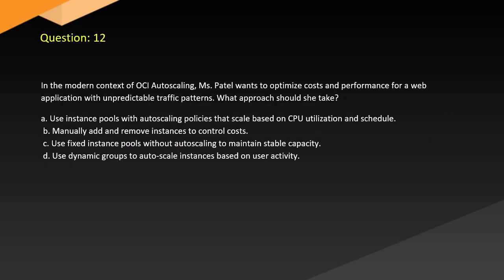Question 12. In the modern context of OSI autoscaling, Isa Patel wants to optimize costs and performance for a web application with unpredictable traffic patterns. What approach should she take? A. Use instance pools with autoscaling policies that scale based on CPU utilization and schedule. B. Manually add and remove instances to control costs. C. Use fixed instance pools without autoscaling to maintain stable capacity. D. Use dynamic groups to autoscale instances based on user activity.